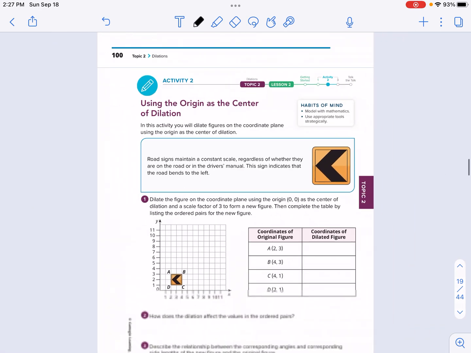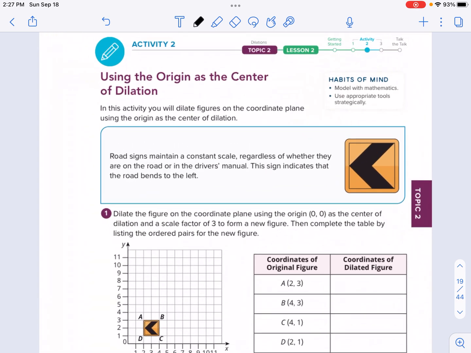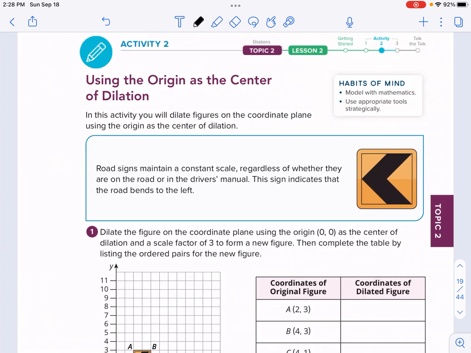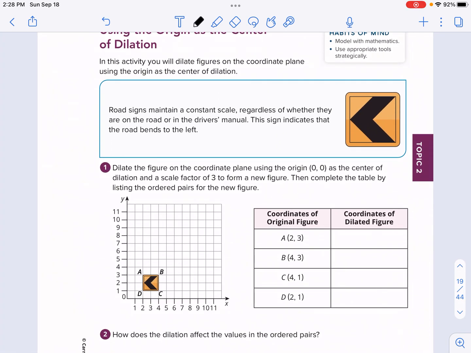So we are now moving from page 100 to now 101. Using the origin as the center. Okay, so we have here we're focusing on this road sign. It says road signs contain a constant scale regardless of whether they are on the road or on the driver's manual. So for those that aren't familiar, adults have cars, they have an owner's manual, and it's predominantly in their glove box. And you'll see this same exact figure here, just to let you know, varying signs on the road. But when you see it on the road, it's a different size. It's obviously bigger so drivers can see. And then this one just says that the road bends to the left. That's what this thing means.